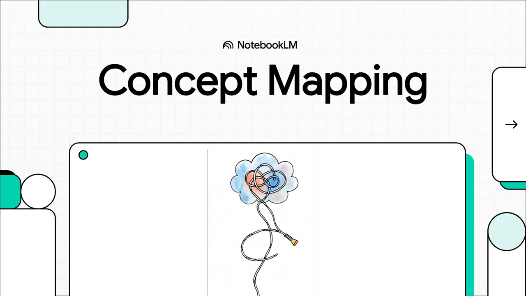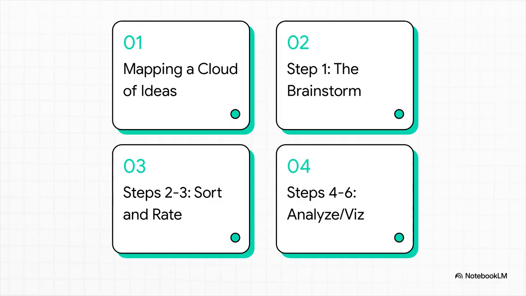Okay, let's dive into something called concept mapping. So here's our plan. We're going to map out the entire process, starting with that big cloud of messy ideas. Then we'll see how a group of people can actually give those ideas some structure, and we'll finish up by showing how it all comes together into one single, powerful visual strategy.